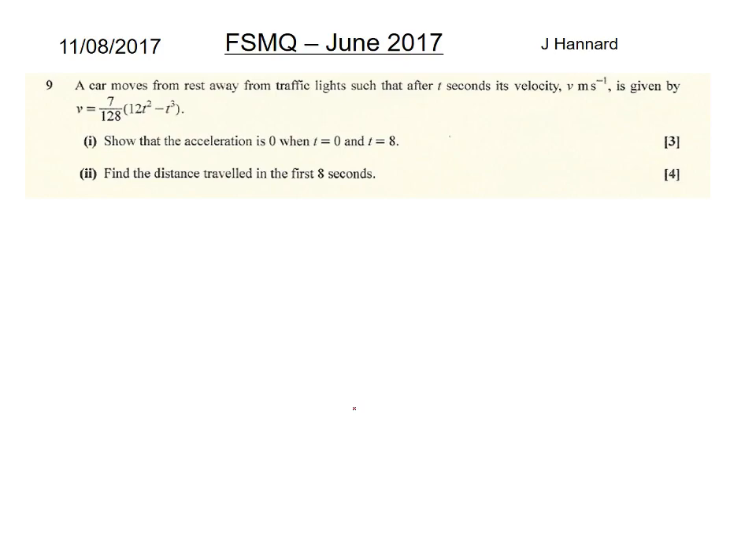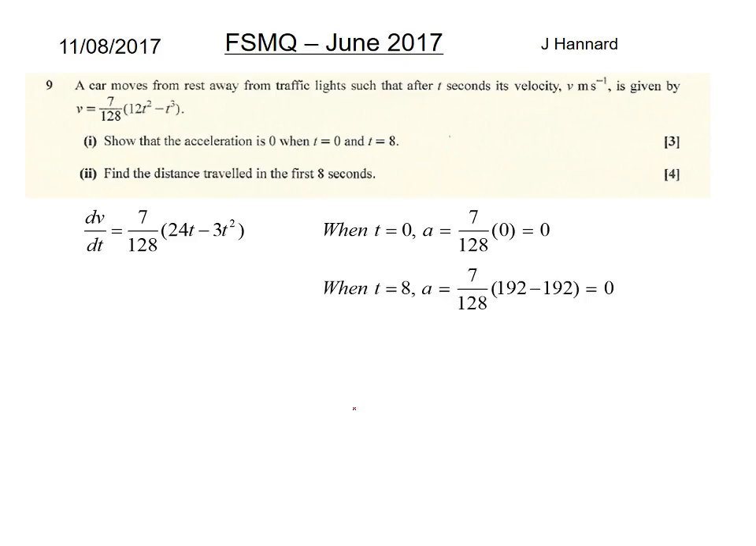Well, acceleration is the derivative of velocity, so we do dv/dt, which is equal to that. Just keep your constant outside. It doesn't affect it. You can expand it if you want, but it really won't help. So just keep your constant outside and differentiate the t's, and you get that. And then you put a 0 through, and you get 0. And you put an 8 through, and you also get 0. So there you go, you've shown it. 3 marks, quite generous.